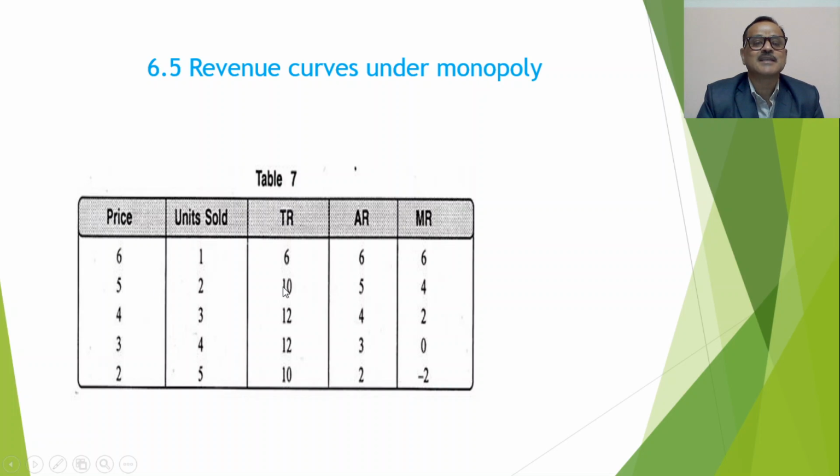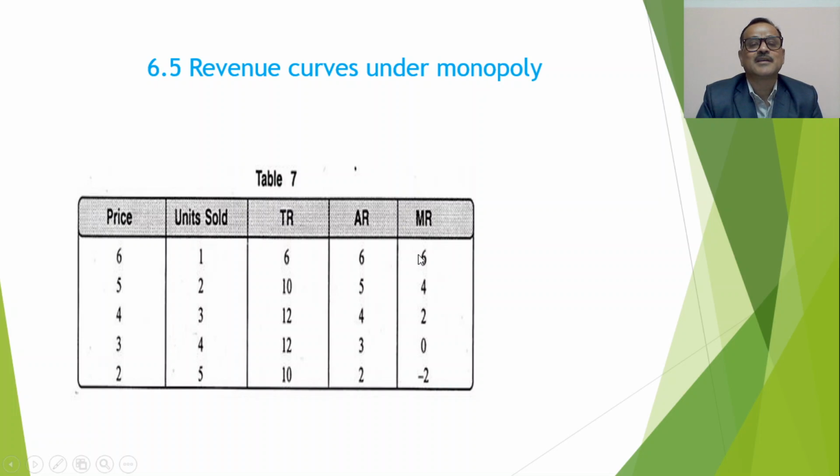And AR is equal to this 10 divided by this 2. It is 5. Okay. And unit 3, price 4. This is 12. 4 into 3, 12. And AR is equal to 12 divided by 3, that is 4. And here in the same way, 4 into 3, 12, and AR is the same, 12 divided by 3. And here 5 into 2, 10. And AR is equal to 10 divided by 5, this is 2.